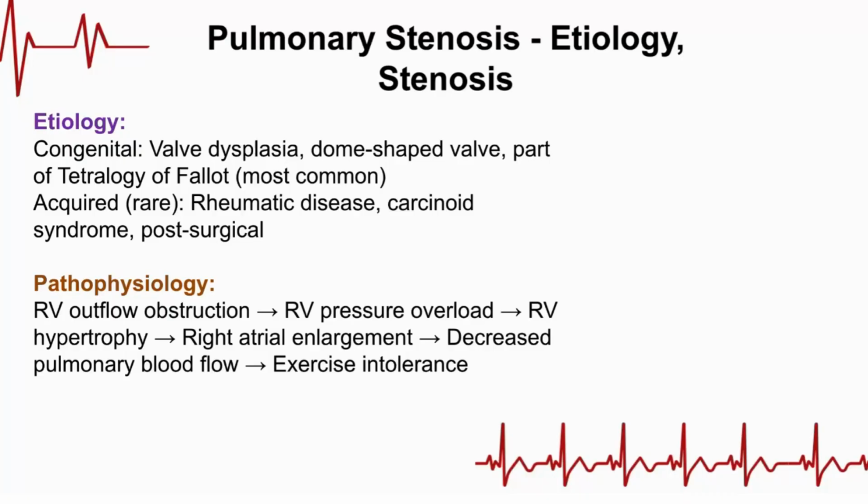The pathophysiology is that if you have right ventricular outflow obstruction, we have pressure overload of the right ventricle. Therefore, as I said before, stenosis means the heart goes through pressure-related changes. The right ventricle will undergo hypertrophy, and because of this new right ventricular hypertrophy, the right atrium has to compensate by also enlarging, by also going through changes.